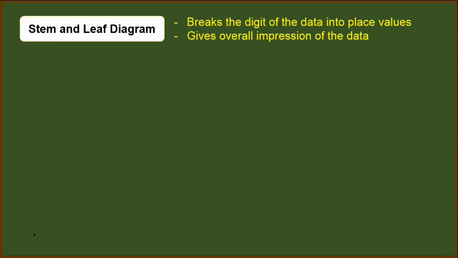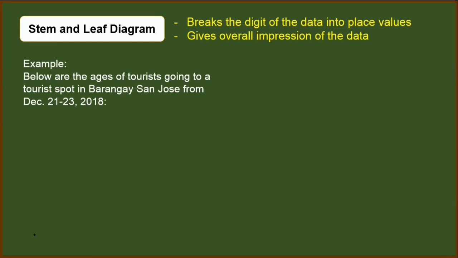A stem and leaf diagram is one way to present data wherein we break down its digits into place values so that after doing this, we will be given an overall impression of the data. To better understand, let's suppose we have the data of the ages of the tourists going to a certain tourist spot in Barangay San Jose.